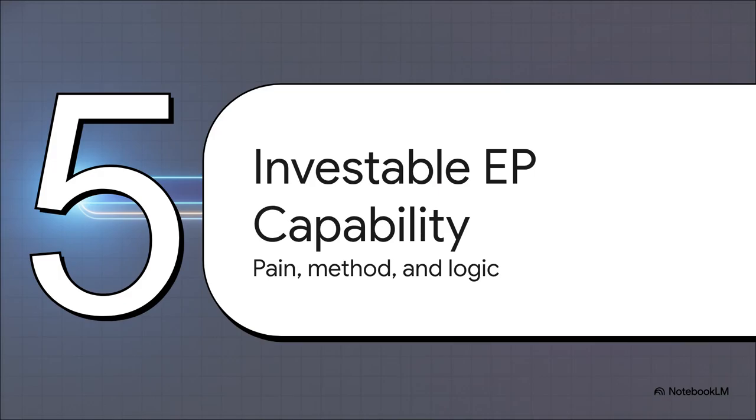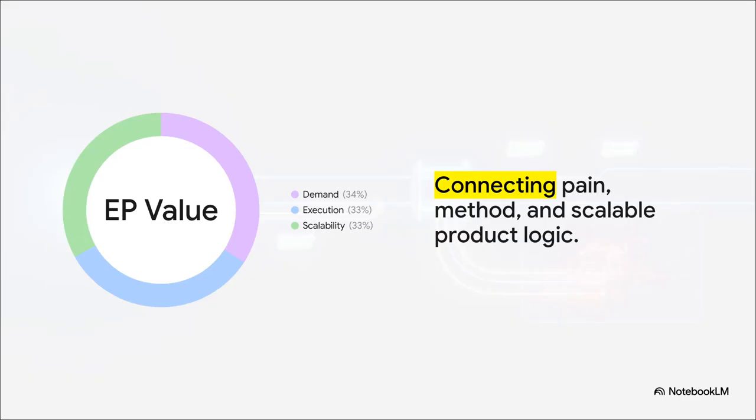Section 6. The investable EP capability. Connecting pain, method, and logic. So, this brings us to our final evaluation of why this specific capability warrants strategic investment. The energetic paradigm connects a very real market pain, born from the failure of ordinary AI in serious deployments. It connects that demand to an executable method that operates securely inside real tasks. And finally, it ties both of those to a highly scalable product logic, proving it can act as a repeatable operating component. In short, it absolutely nails its value across our entire investor rubric.